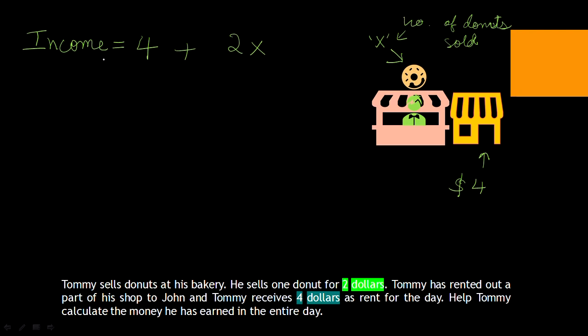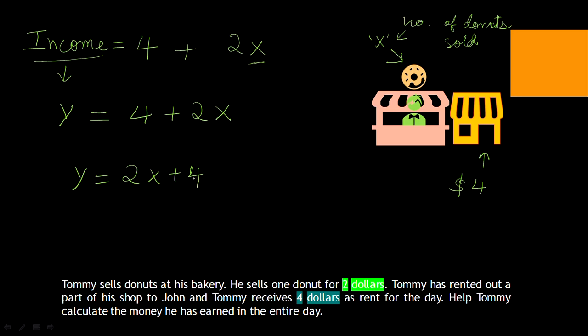Moving ahead, if you look at this term right here, income, is that a fixed quantity? Well, no. Every day his income will change depending on the number of donuts he sells. Because this will change, it is again a variable, so we assign it a letter here. Let's say y for now. So income can be represented by the letter y. So y, which is the income, equals 4 plus 2x. Just to make things look a little bit neat, I can write this as y equals 2x plus 4. Just rearranging the terms doesn't make much difference.